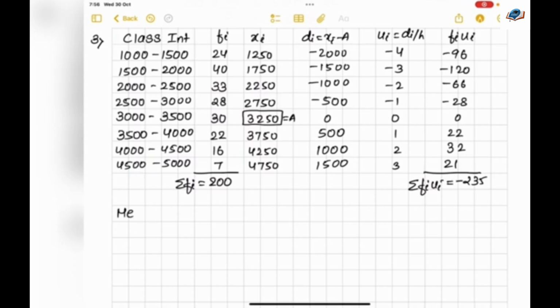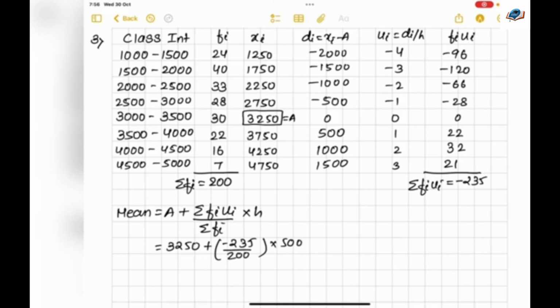So mean will be a plus sigma fiui upon sigma fi into h. So that is 3250 plus minus 235 upon 200 into 500. So that is coming to 3250 minus 587.5. So that is coming to 2662.5.